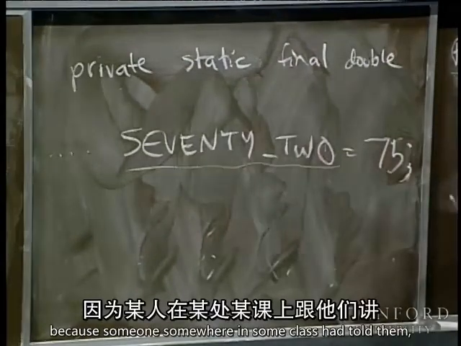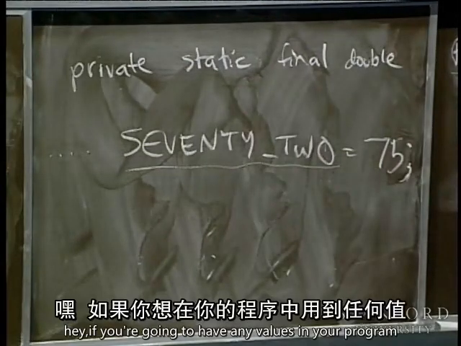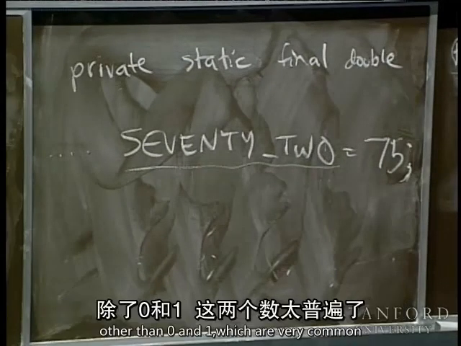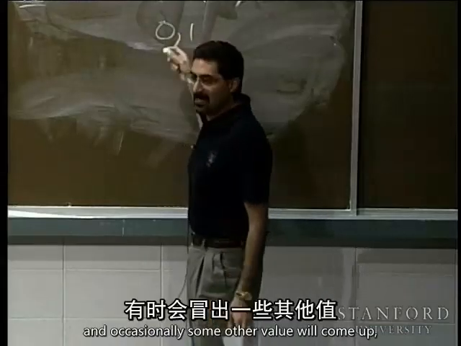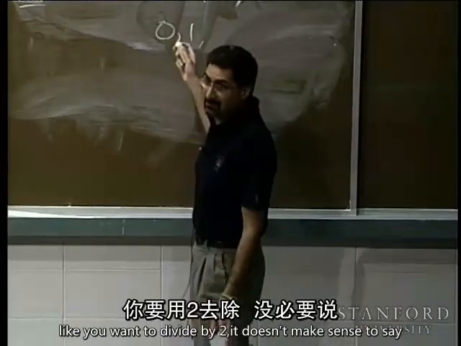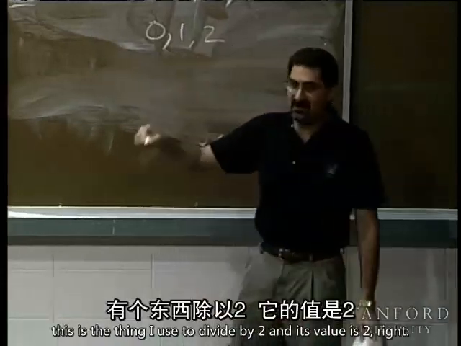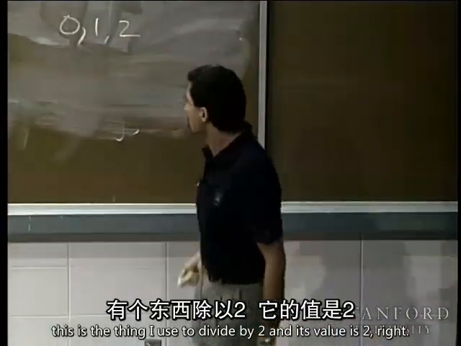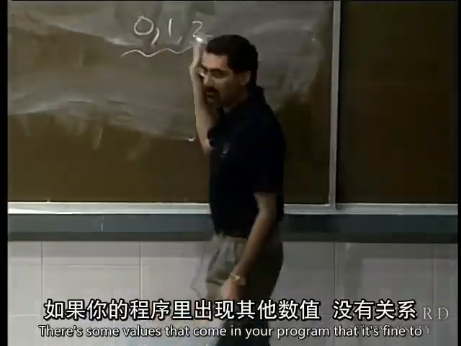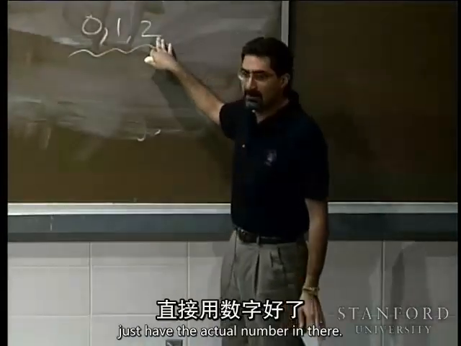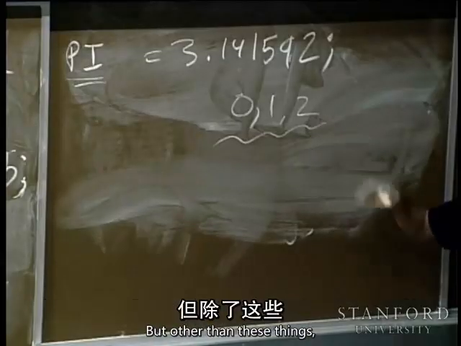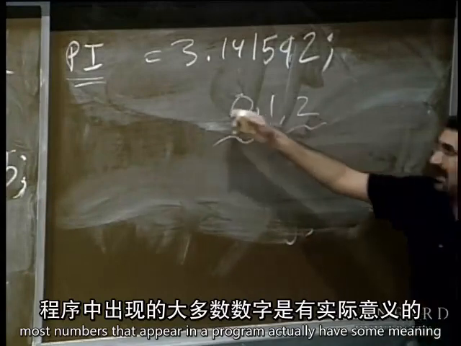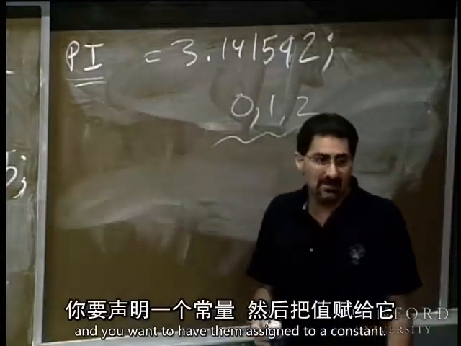Because someone somewhere in some class had told them, hey, if you're going to have any values in your program other than 0 and 1, which are very common, and occasionally some other value will come up, like you want to divide by 2, it doesn't make sense to say, this is the thing I use to divide by 2 and its value is 2, right? There are some values that come up in your program that it's fine to just have the actual number in there. But other than these things, most numbers that appear in a program actually have some meaning, and you want to have them assigned to a constant.